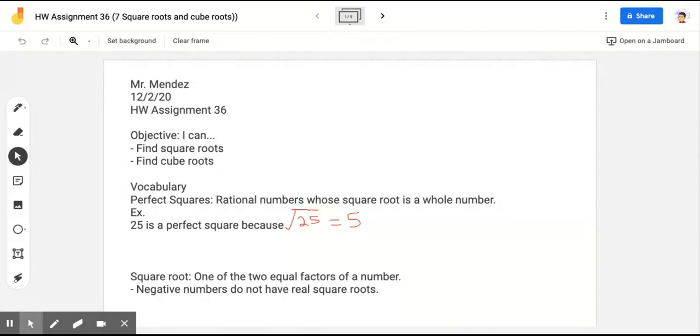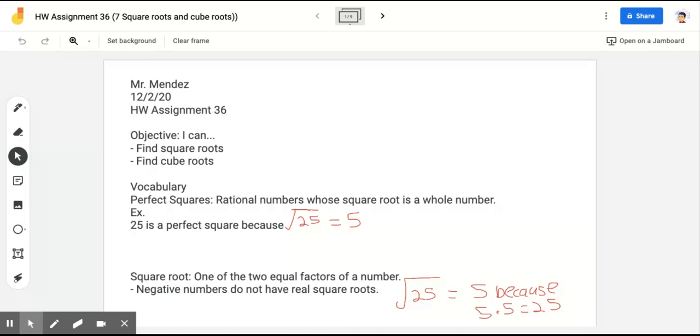So I could even add that in here. The square root of 25 is equal to 5, because 5 times 5 equals 25.